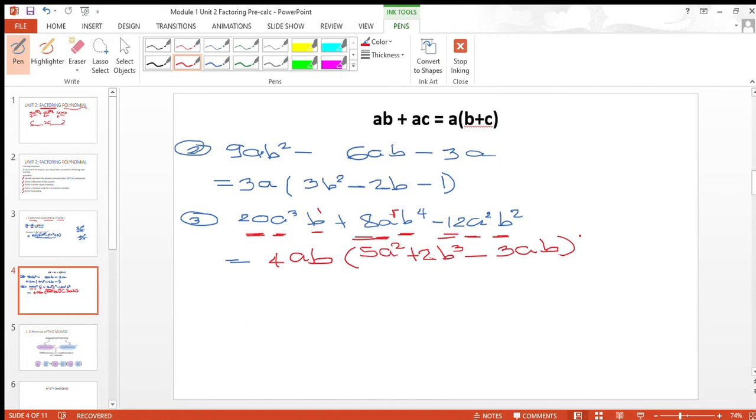So that's the process for the common monomial factor. We just inspect a common monomial from the given terms in the polynomial. We factor that out, and then the remaining terms in the parentheses will be obtained by dividing each element in the polynomial by whatever we have factored out.